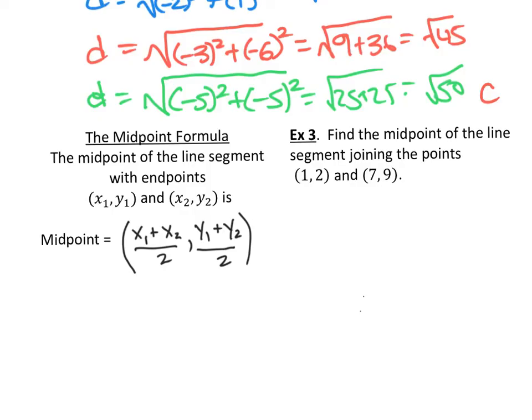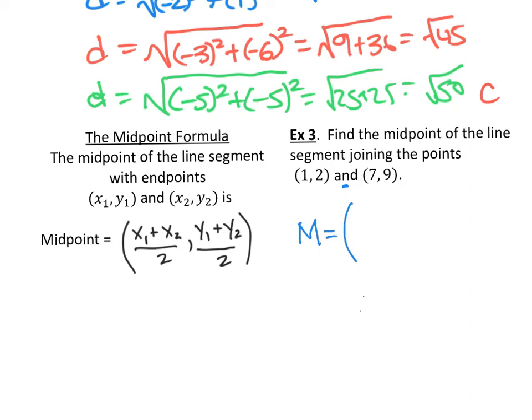Okay, so for this example, I'm just going to apply the midpoint formula. Find the midpoint of the line segment joining the points 1, 2, and 7, 9. So I'm trying to find the point that's exactly in the middle of 1, 2, and 7, 9. Okay, I'm going to use the formula, and then I'm going to look back at the problem to make sure it makes sense.